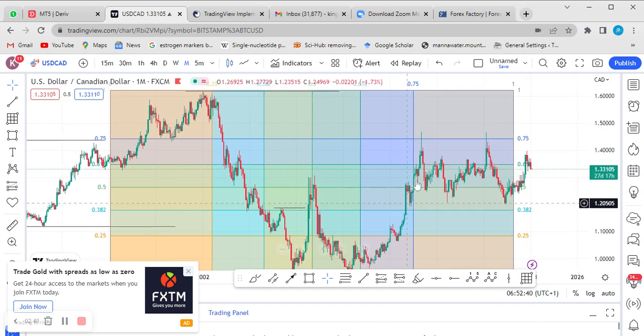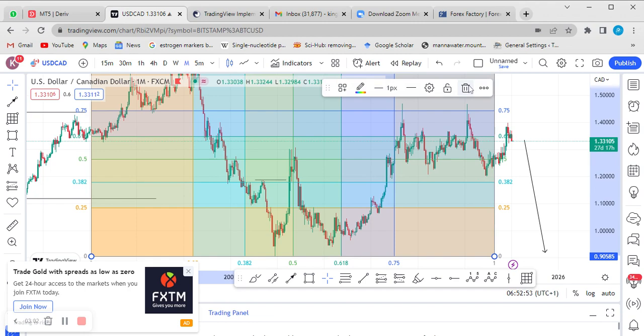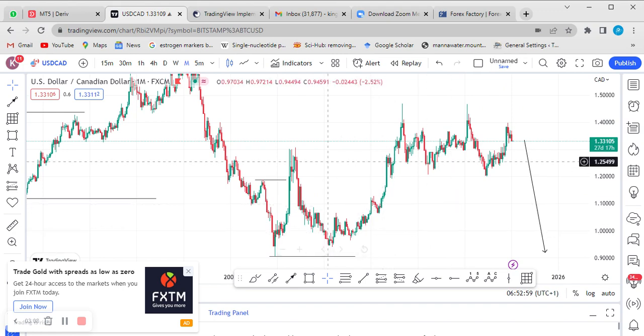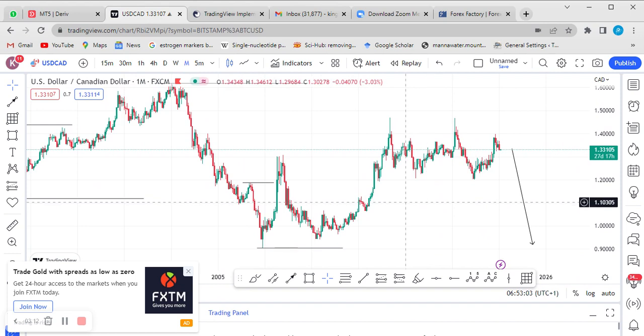So now it is telling us that we are shorting USD CAD. So that means USD CAD is a long-term sell on the monthly time frame. So we have to break this down to a lower time frame to know where we can enter this trade. So now let's analyze this pullback.